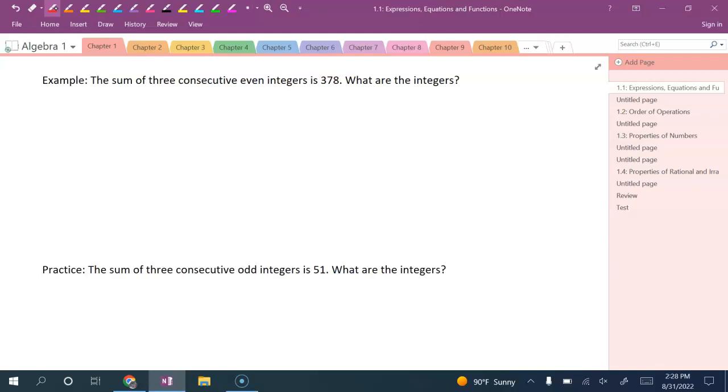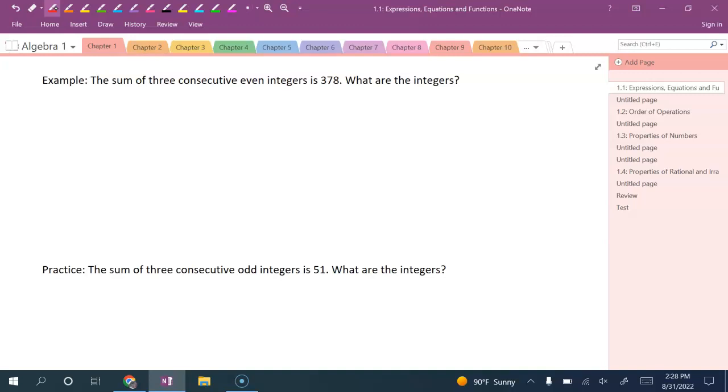So let's go over what the problem says and kind of what some of the information is telling you so that you know how to try to set this up. So this first example says that the sum of 3 consecutive even integers is 378. And we want to figure out what the integers are.